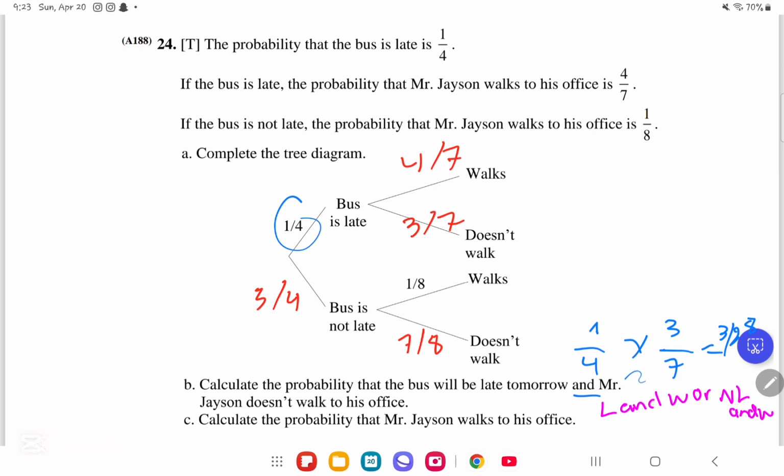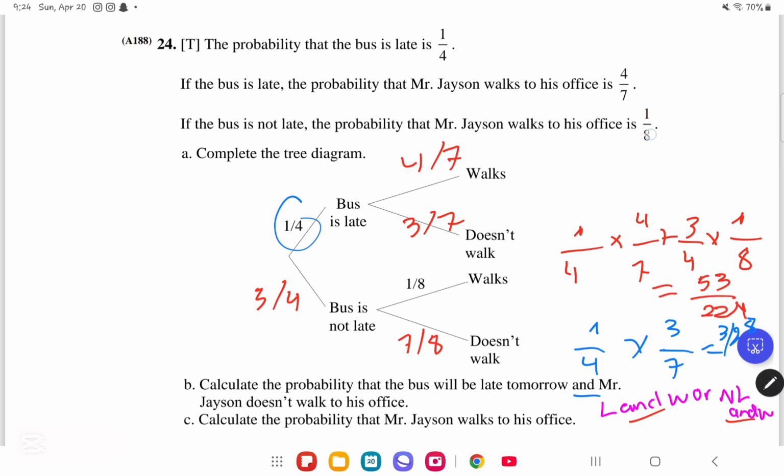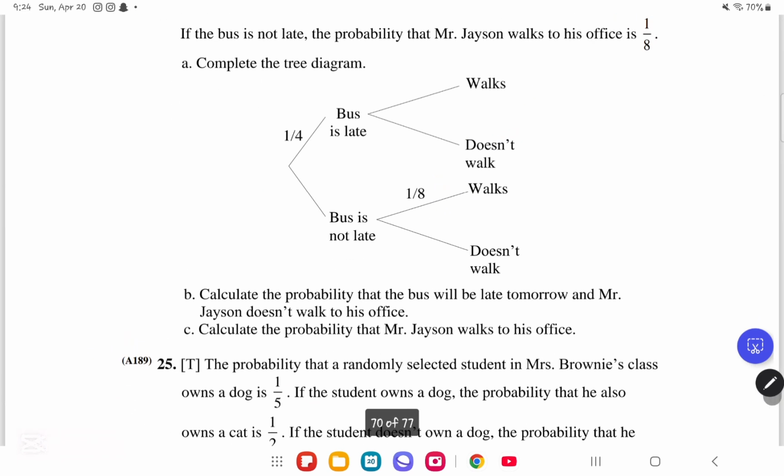If the bus is late, the probability for that is what? It is 1 out of 4, and means times he walks, 4 out of 7. Or means plus, not late, the probability is 3 out of 4, and means times he walks, which is 1 over 8. We put it on the calculator. 1 over 4 times 4 over 7 plus 3 over 4 times 1 over 8. You will get an answer which is 53 over 224. That is it for question number 24.